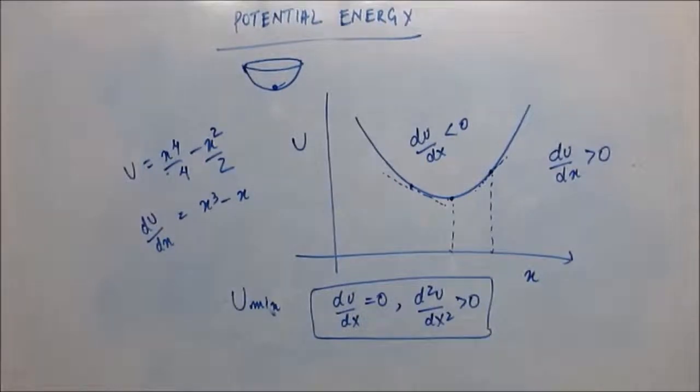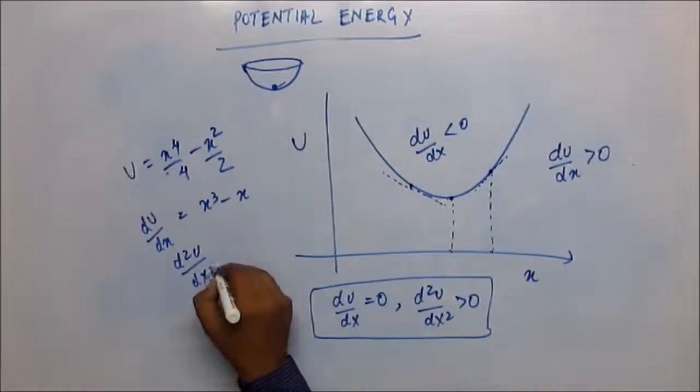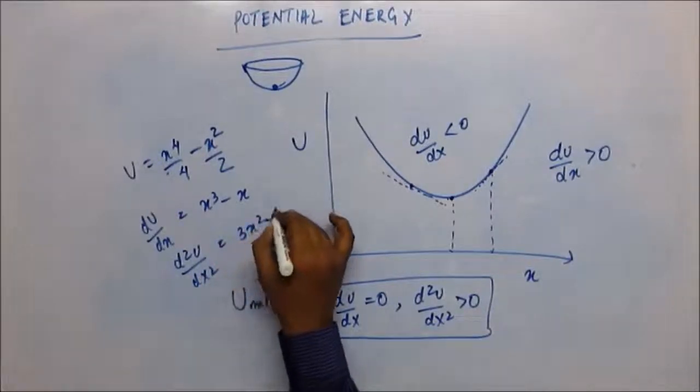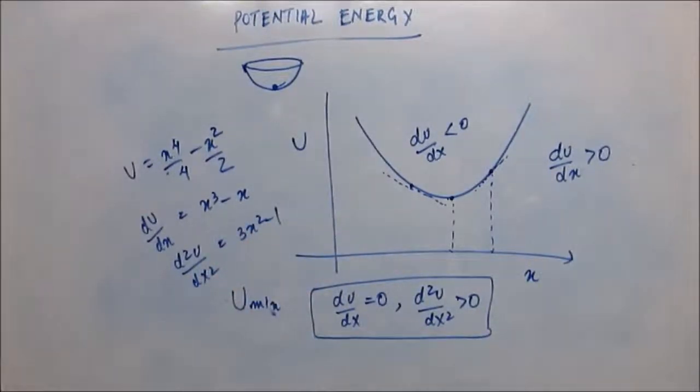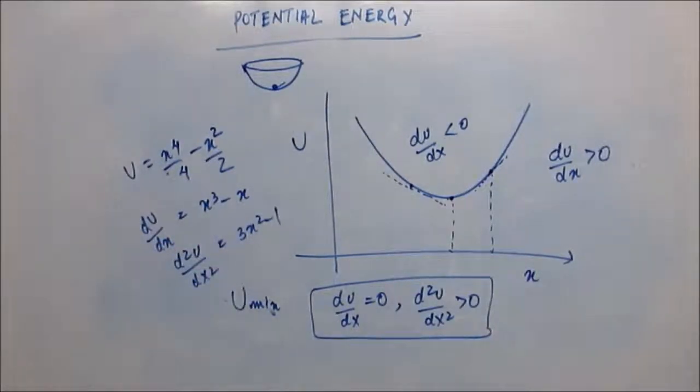But that is not sufficient. D square u by dx square should also be greater than 0. So d square u by dx square is equal to 3x squared minus 1. And at x is equal to 0, it is coming out to be negative. So x is equal to 0 is not a point of minima.